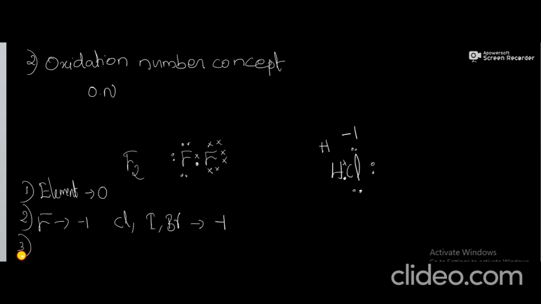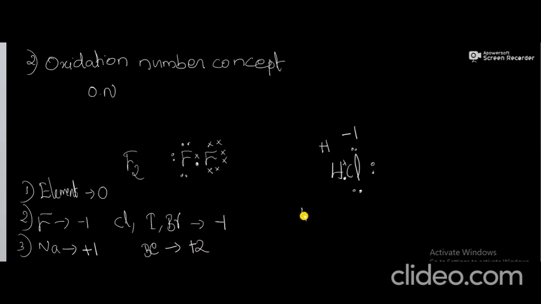Third rule: the group 1 elements, that is the alkali metals like lithium, sodium, potassium, rubidium, cesium and francium, have an oxidation number equal to +1. And the group 2 elements, that is the alkaline earth metals like beryllium, magnesium, calcium, strontium, barium, etc., have an oxidation number of +2 in their compounds.